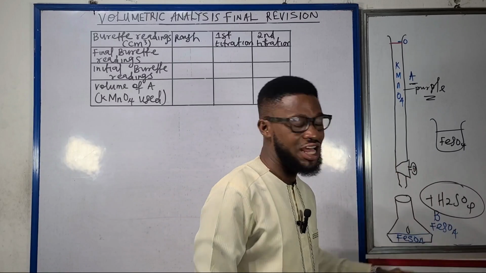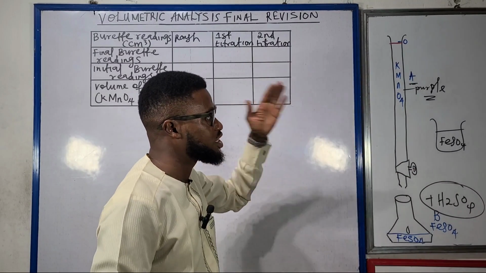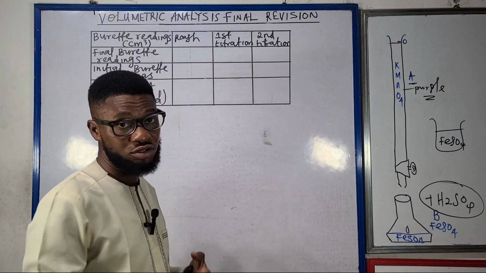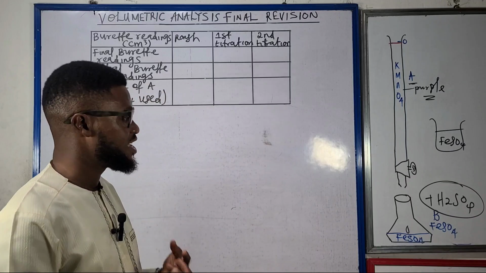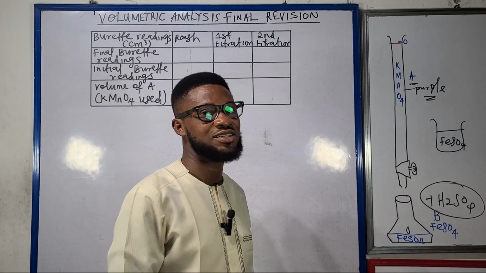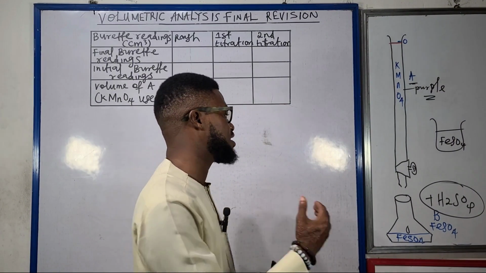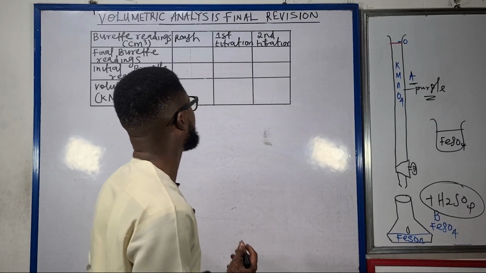And since the solution has been acidified now, it means we're not going to use much KMnO4, as the reaction will go to completion on time, given that KMnO4 is a strong oxidizing agent, and more so, iron 2 ion has been prevented from being oxidized into iron 3 ion before the actual titration.